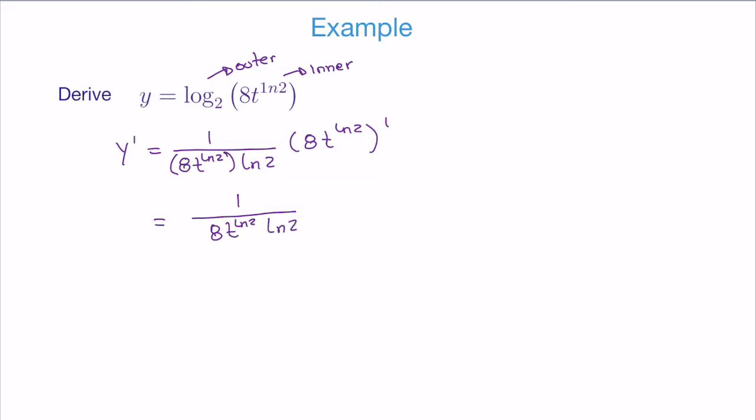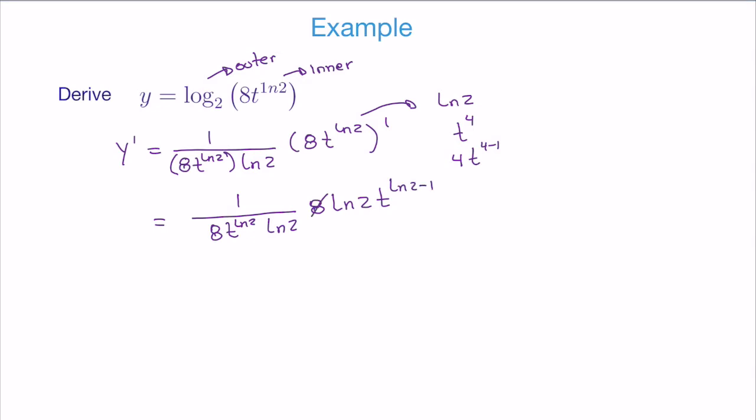And then when we derive 8t to the ln 2, the 8 stays there. It's just a constant. And now look at the exponent. The exponent is ln 2. Again, ln 2 is a number. So when we differentiate t to the ln 2, it's like differentiating t, I don't know, to the fourth power. Means you just put the 4 in front and subtract 1 from the exponent. So we do that with ln 2, which is a number. So we get 8 times ln 2 to the front and subtract 1 from the exponent.